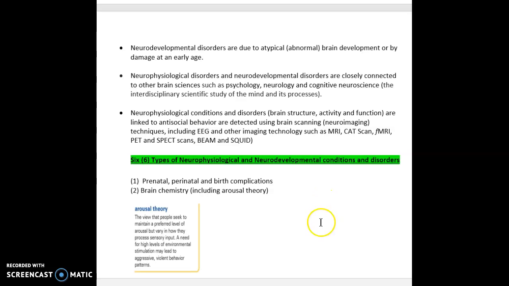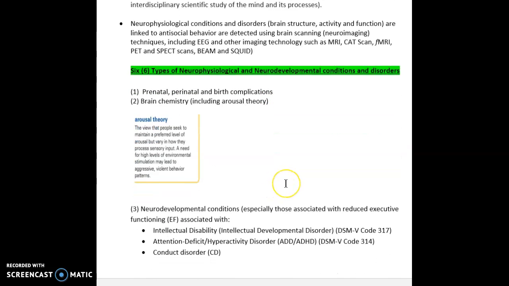There are within that group or branch 6 types of neurophysiological or neurodevelopment conditions or disorders. One is prenatal, perinatal, and birth complications. Children who, for example, may have had injury prenatally or during the birth process. Brain chemistry, including arousal theory, comes within the neurophysiological and neurodevelopment conditions subgroup. There are a cluster of specific subgroups, and specific theories connected to the neurophysiological conditions and disorders.